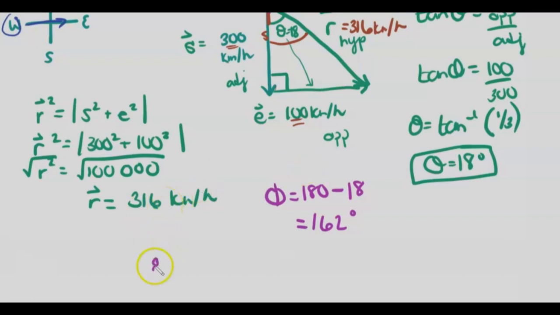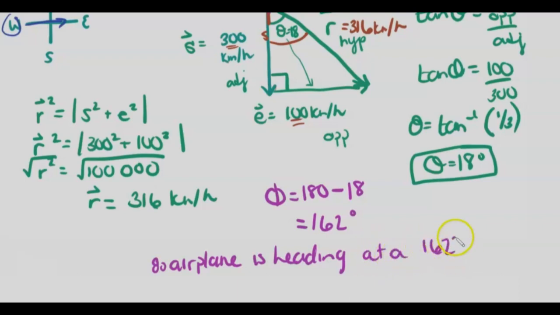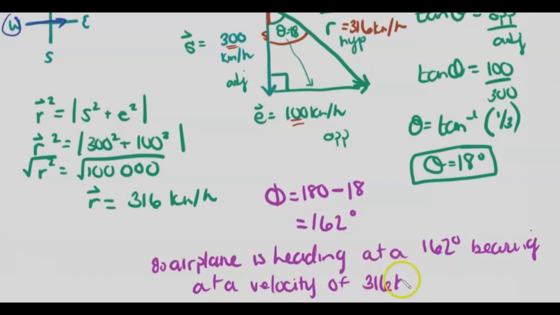So our therefore statement is going to be: therefore, the airplane is heading at a 162-degree bearing at a velocity of 316 kilometers per hour. Because this is a vector, we need the direction, which is a bearing of 162 degrees, and we need the magnitude, which in this case is quoted by a velocity.